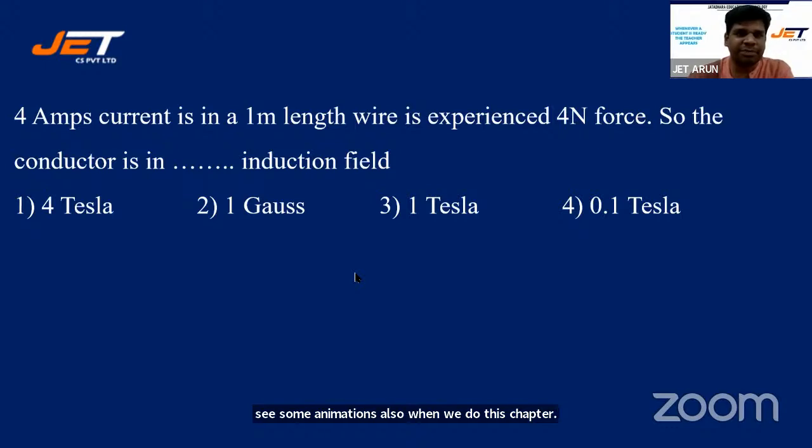4 amperes current in a 1 meter length wire experiences 4 Newton force. So the conductor is in a dash induction field. 4 Tesla, 1 Gauss, 1 Tesla, 0.1 Tesla. So to find out the magnetic field, force is given. F is equal to ILB.